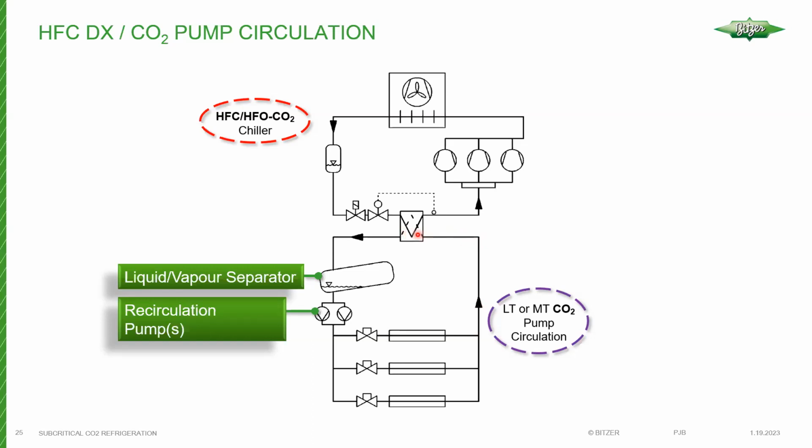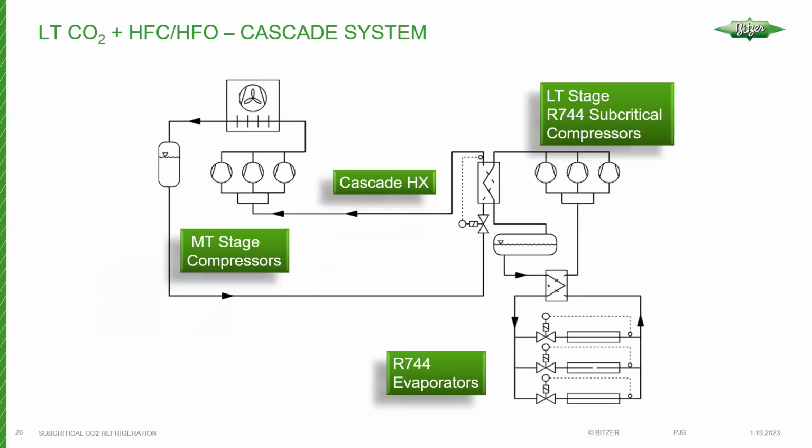And then again, this will allow that vapor to be recondensed. So this is very simplified, but this is one approach that can be used. This will be called a receiver or liquid vapor separator. And then, of course, we have our circulation pumps down here.